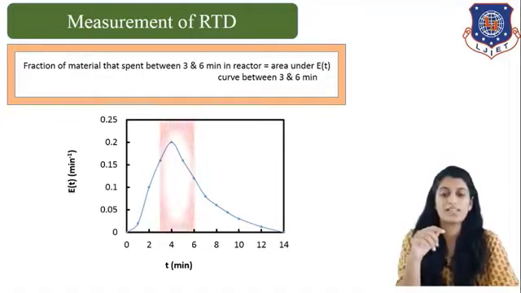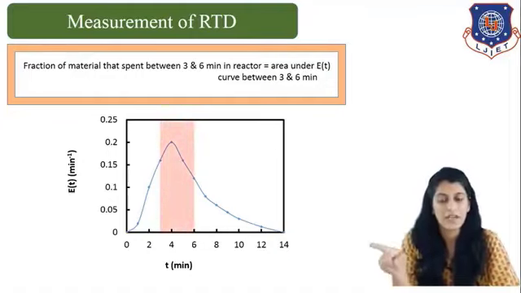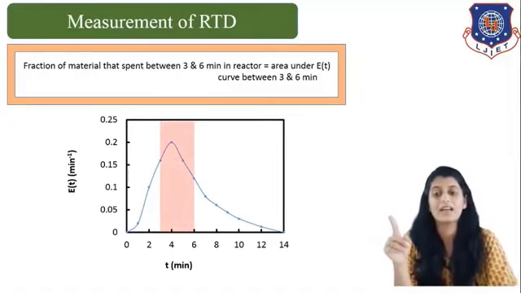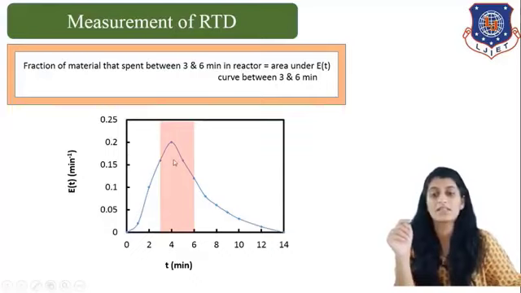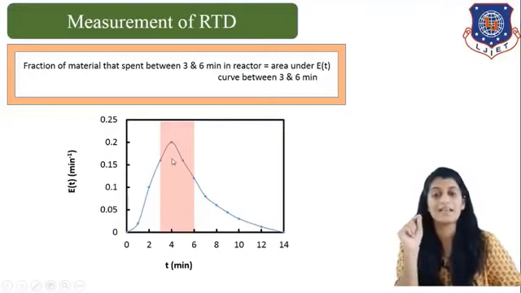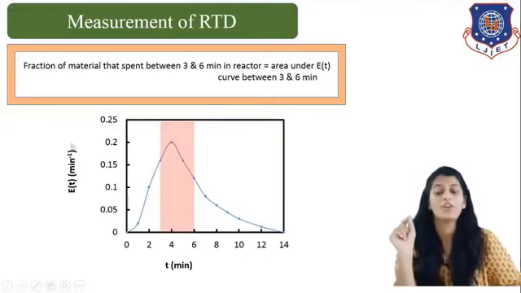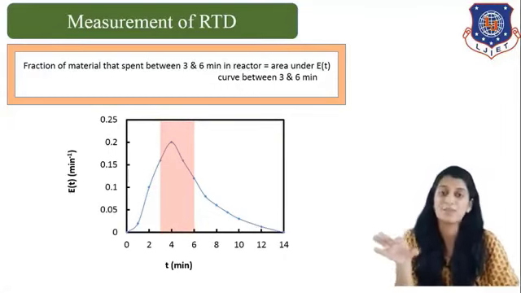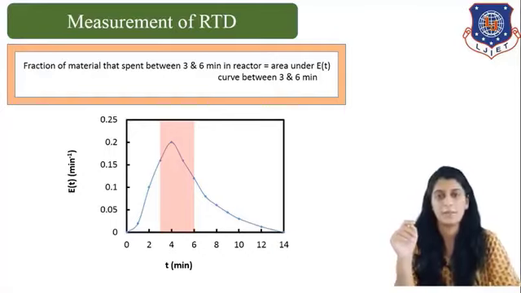For determining the fraction of material which has spent time between 3 minutes to 6 minutes, we just need to determine the area under the curve between the points 3 minutes and 6 minutes. You can see I have plotted this. The pink section in the graph is the area we need to determine, and the answer for this area will be equal to the amount of material which has spent the time of 3 minutes to 6 minutes. Correct?